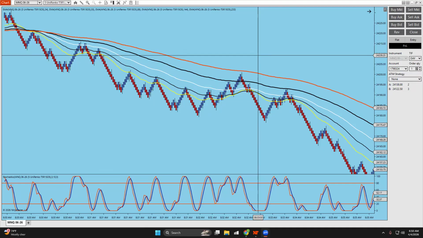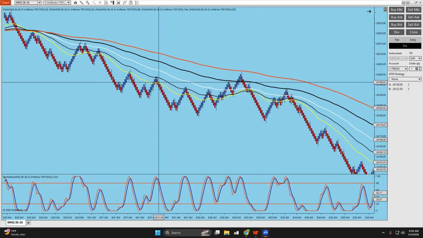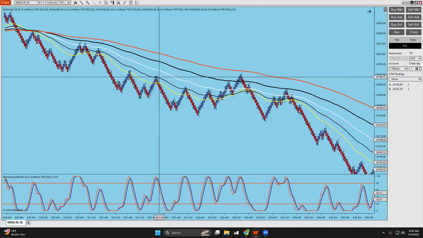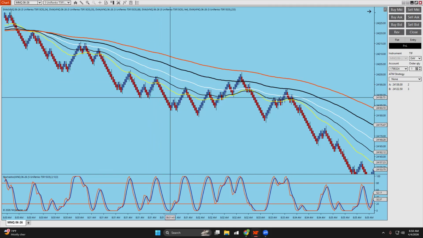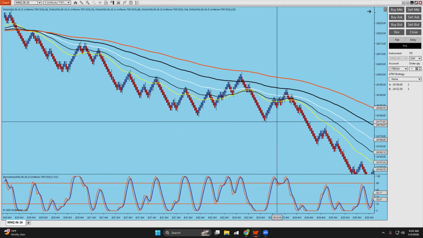Now, the problem with MT5 is I can't find Renko candles that are like this. These are like uni Renko. I cannot find an indicator like that for MT5. And also MT5 handles offline charts differently compared to MT4. So I was having trouble actually finding candles like this, right?